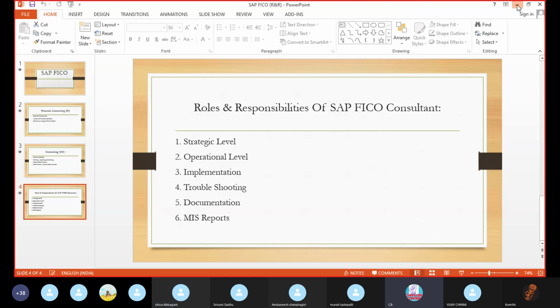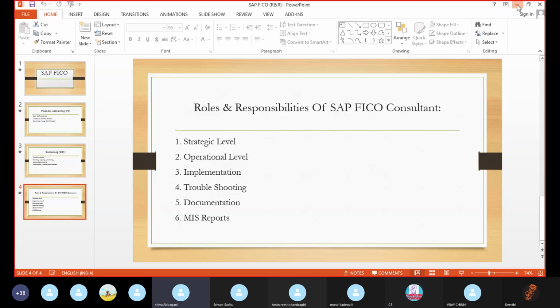This is Shiva. Today I would like to discuss SAP FICO consultant roles and responsibilities. The main purpose of the FICO consultant is to provide support for the finance and controlling aspects of the project. The FICO consultant roles and responsibilities are spread across different levels of the project, such as strategic level, operational level, implementation level, troubleshooting, documentation, and MIS reports.